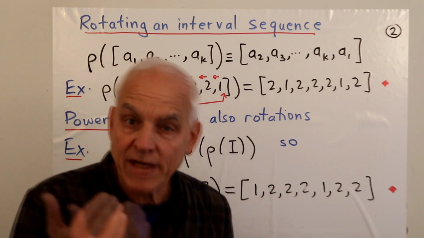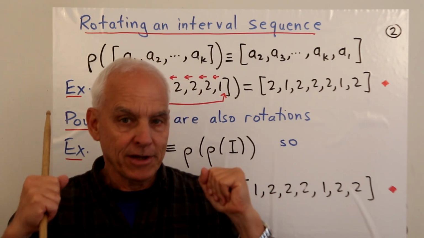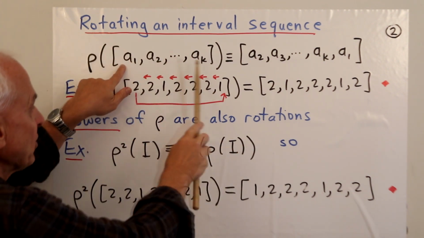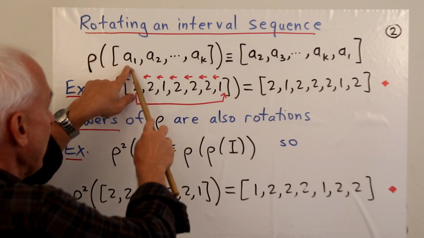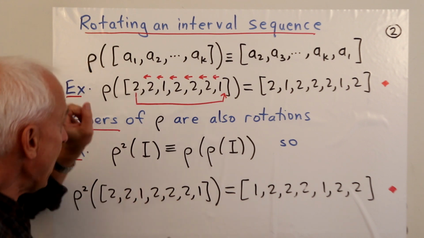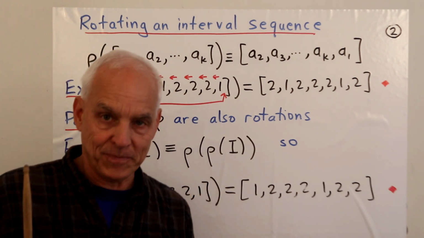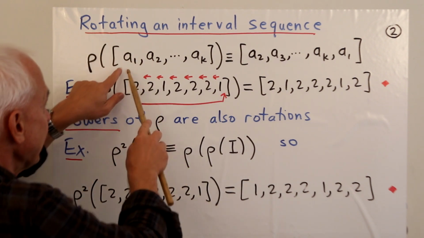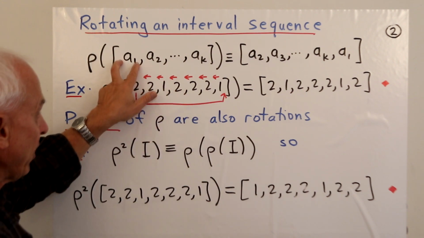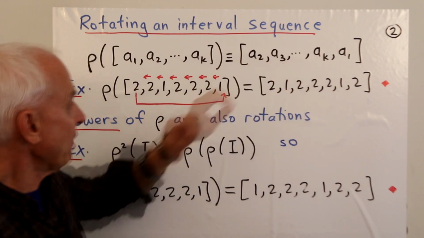So let's talk about rotating an interval sequence, and let's be a little bit more formal and introduce some notation and terminology for it. So here is a general interval sequence, A1, A2, up to AK. These are the successive intervals in some scale. And now we define this row, or rotation, operation, which does what? Well, it sends this interval sequence to the interval sequence obtained by taking the first entry and moving it to the last, and everything else gets shoved forward.